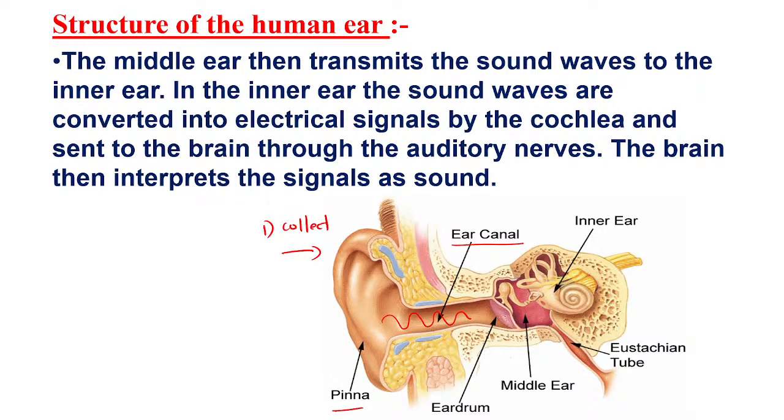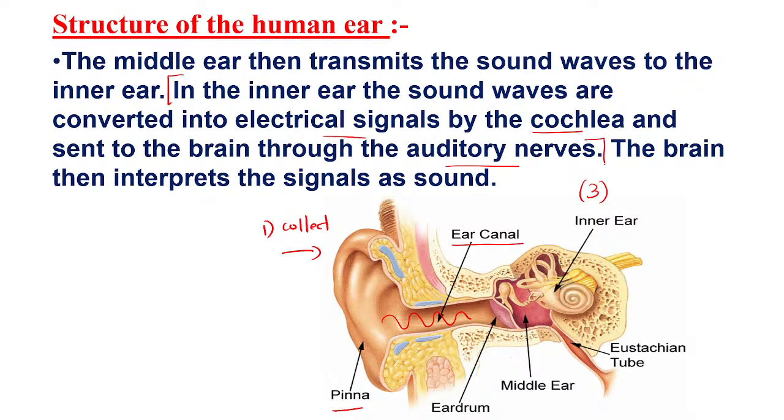Okay, this vibration will be moved onto the inner ear with the help of these three bones which are present in the inner ear. Which are the three bones? Hammer, stirrup, and anvil. These are the three bones. Okay, then in the inner ear, what happens? Sound waves are converted into electrical signals by the part of the ear called cochlea, and then it is sent to the brain through the auditory nerve.